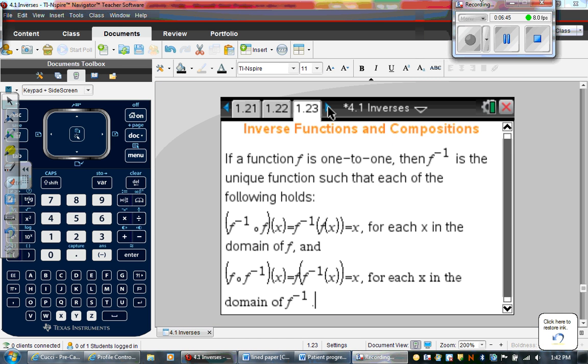So inverse functions and compositions. If a function f is 1 to 1, then f inverse is the unique function such that each of the following holds. f inverse of f of x is equal to x for each x in the domain of f, and f of f inverse of x is also equal to x for each x in the domain of f inverse.